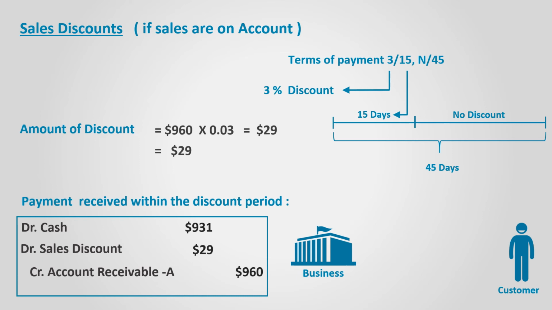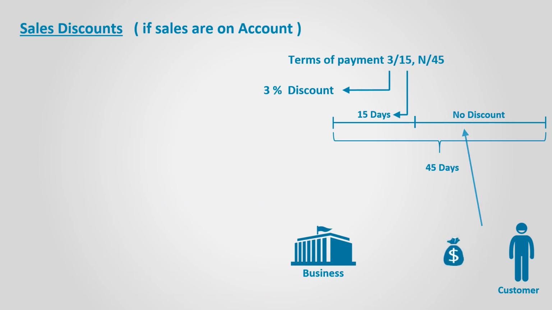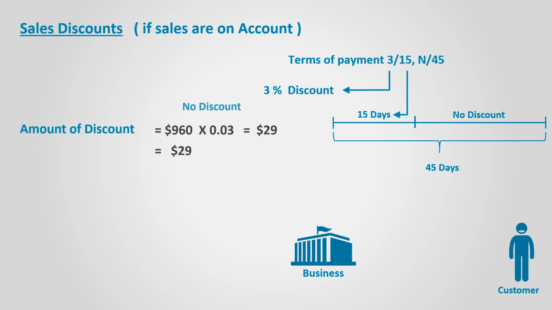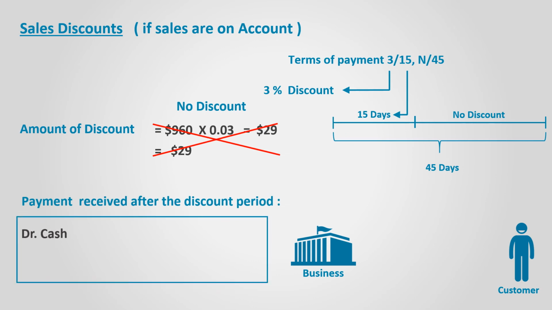That is why we debit a sales discount account, which is a contra sales revenue account. Its normal balance is debit and it increases by being debited. The sales discount is later subtracted from the sales to get net sales. By this method, both the amount of the original sales and the amount of the sales discount are known. So sales discount is debited by $29. If the customer didn't pay during the discount period, no discount is granted and the full amount should be paid. In such a case, cash is debited by $960 and accounts receivable is credited by the same amount.